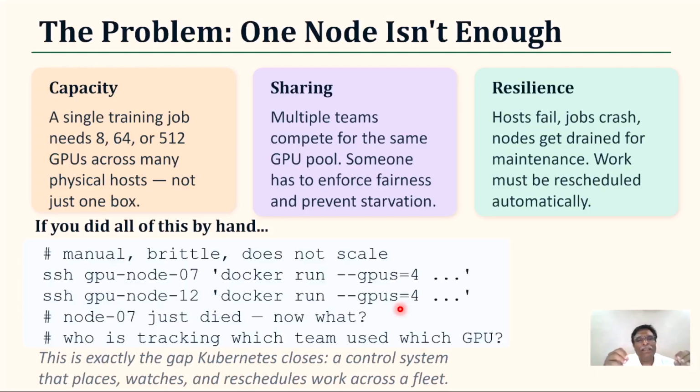This is exactly the gap which Kubernetes closes. It's basically a control system that places, watches and reschedules the work across a fleet. That is the intent of this particular week.